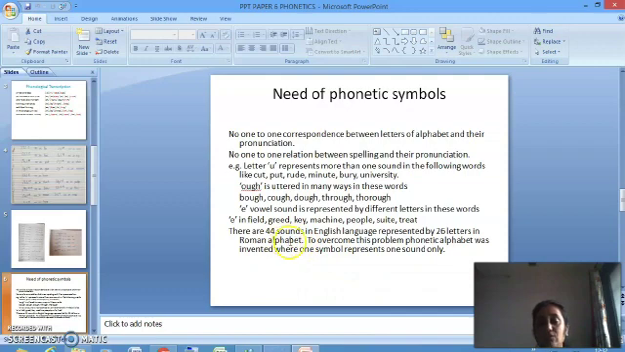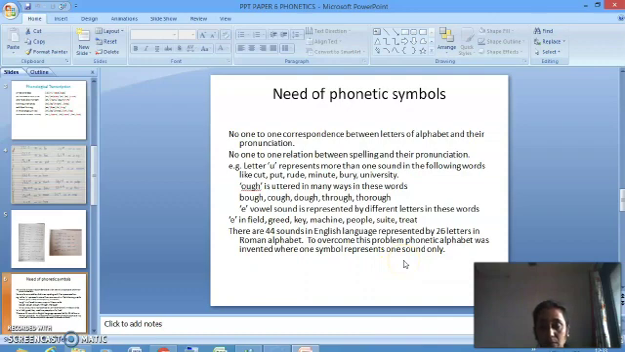There are 44 sounds in the English language. Every language uses sounds, and human beings have a capacity to produce different kinds of sounds. So every language uses a few sets of sounds to make up their language. English has used 44 sounds, and those I have shown you in the phonetic alphabet.